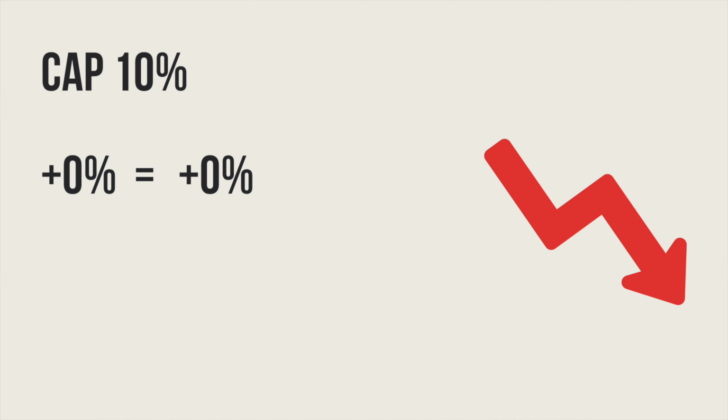So it just started and ended the same. The increase in your index account would be 0%. Now let's say another scenario is the stock market decreases 10%. So it goes down 10%. Your index account would stay at 0% because you're protected from those market losses.